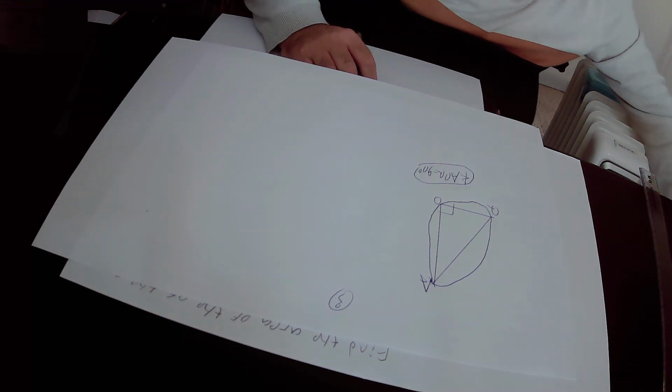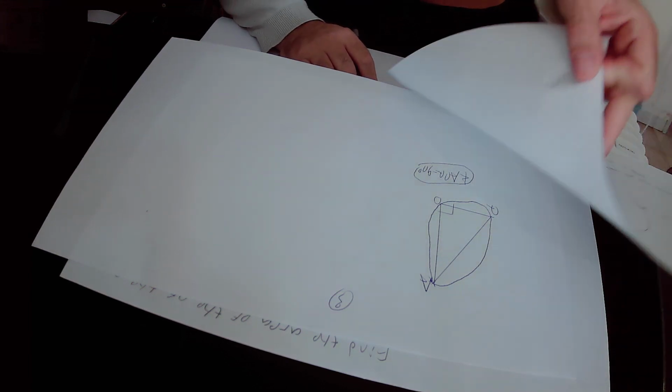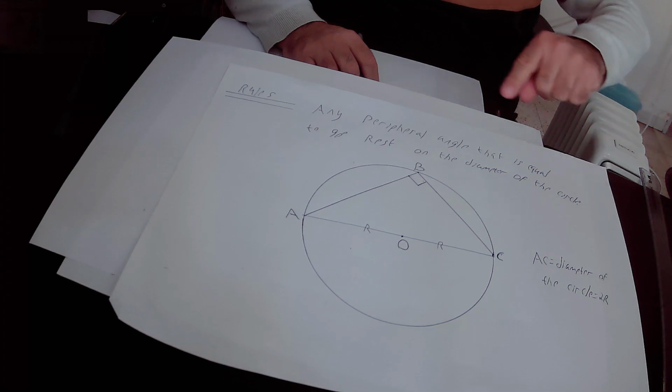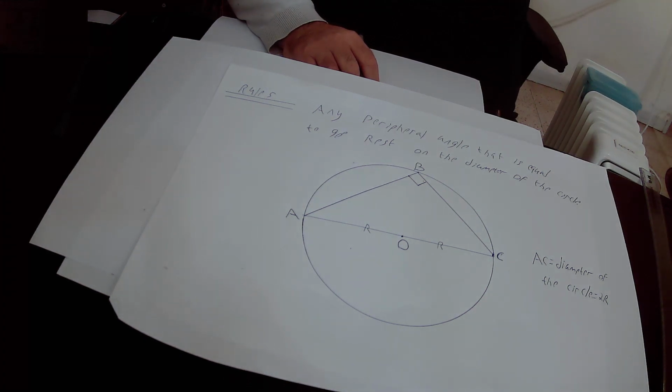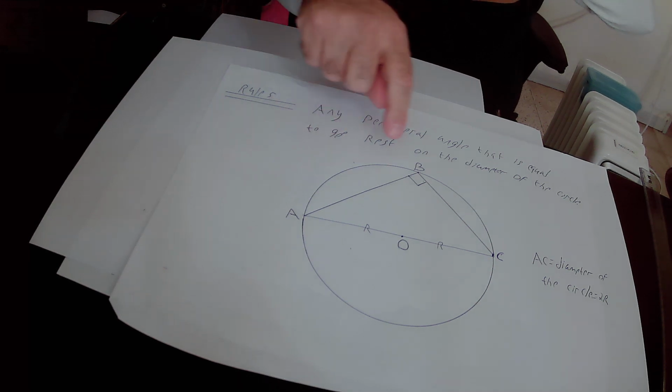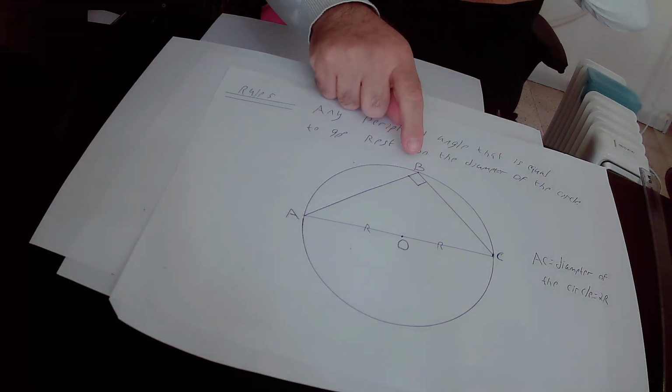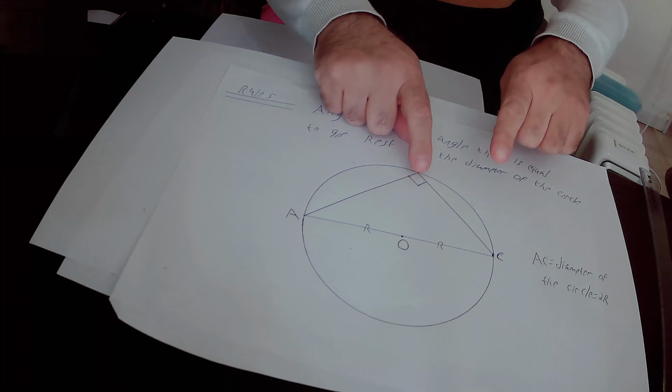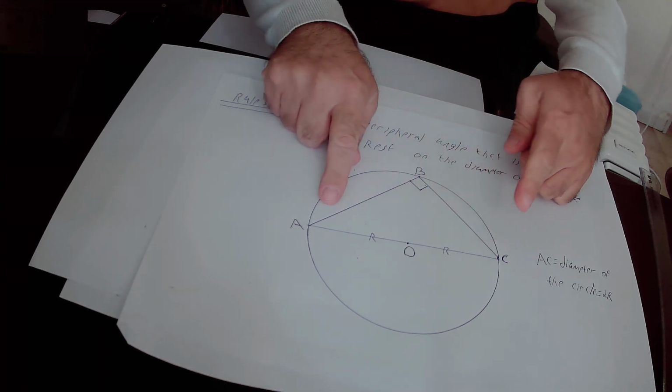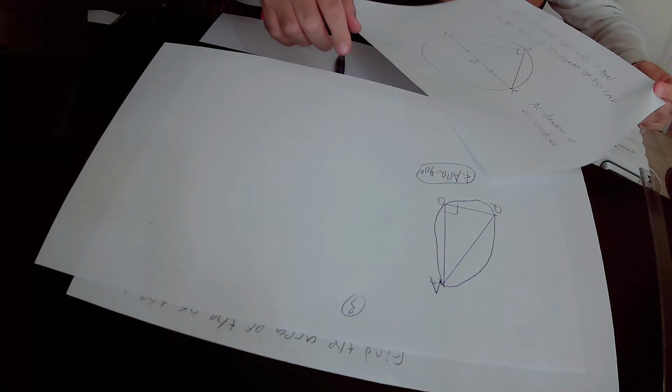I'll repeat again. Rule number 5: any peripheral angle that is equal to 90 degrees must rest on the diameter of the circle. We have peripheral angle ABC that is equal to 90 degrees, therefore it rests on the diameter of the circle, that is AC. We implement rule number 5 in our drawing.